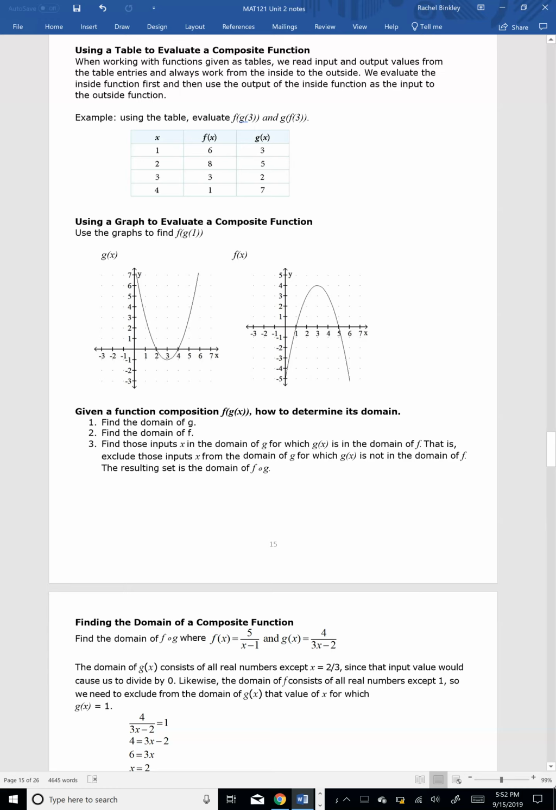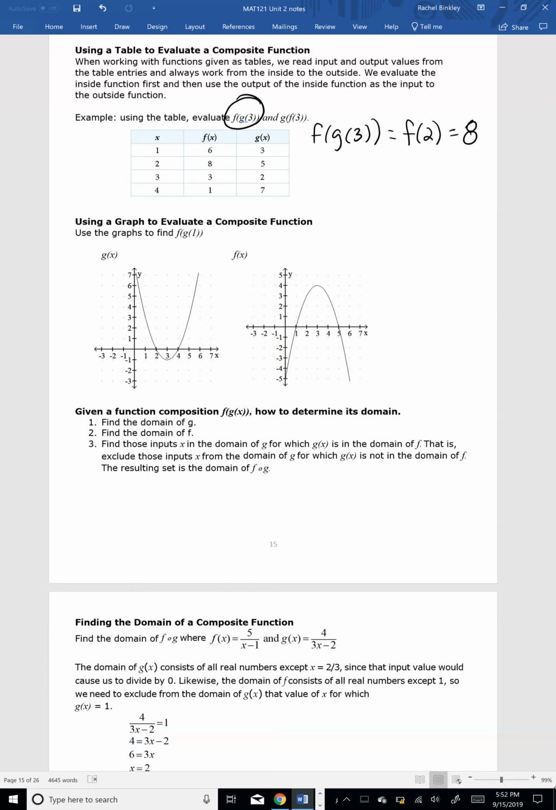Now if we're actually looking at a table to evaluate it here, we want f of g of 3. So if I input 3 into g, my output is 2. Then you need to look at inputting 2 into f of x, which gives an output of 8. So f of g of 3 is the same as f of 2, which is 8. Okay, you can do it backwards.